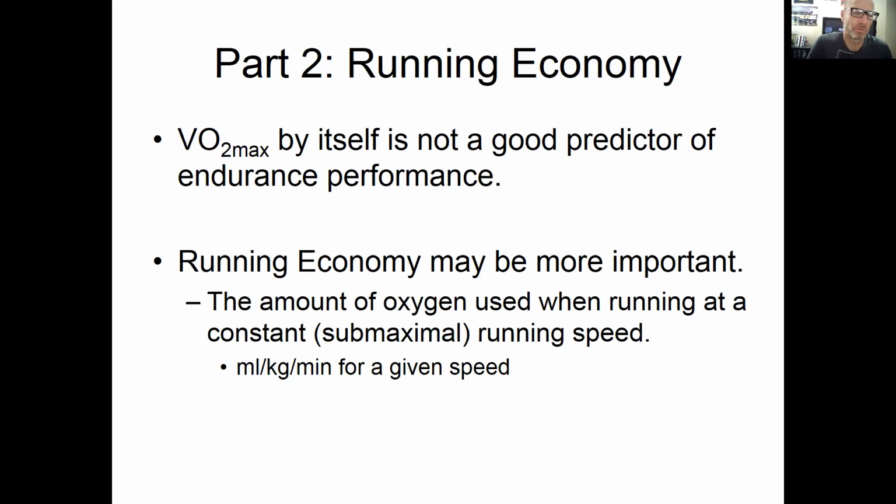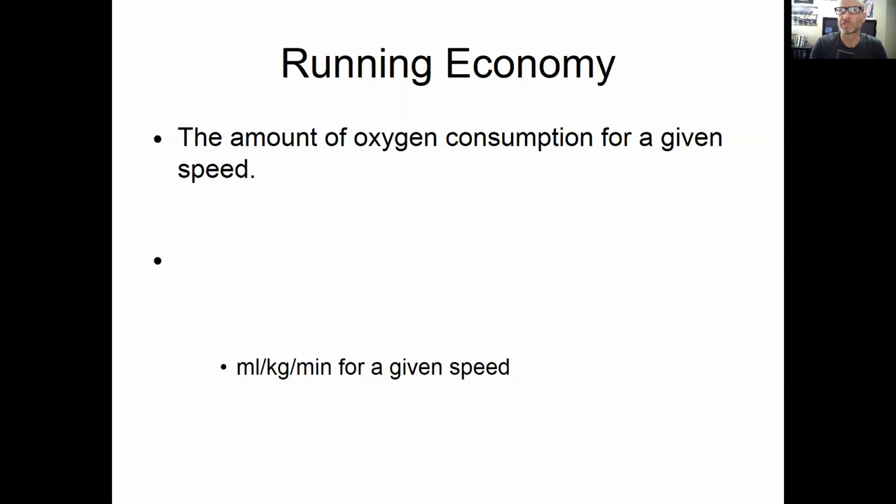So VO2 max, we already established via part 1, by itself is not a good predictor of endurance performance. Running economy, however, may be a good predictor of performance. What is running economy? It's the rate of oxygen used when running at a constant submaximal running speed. So it's a rate of oxygen consumption for a given speed, mLs per kg per minute, liters per minute, either way. It's for a specific speed. Okay, let's go through it.